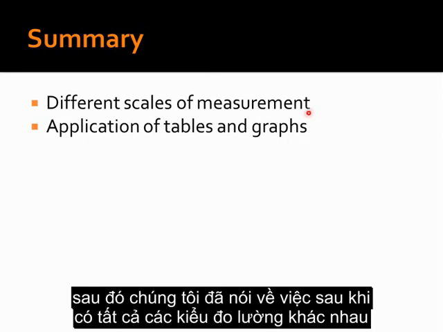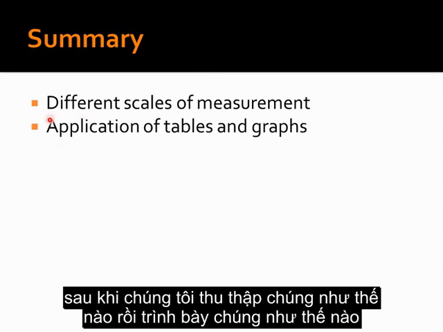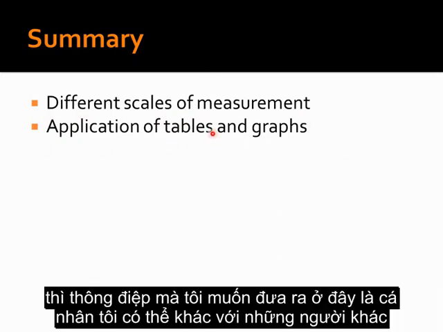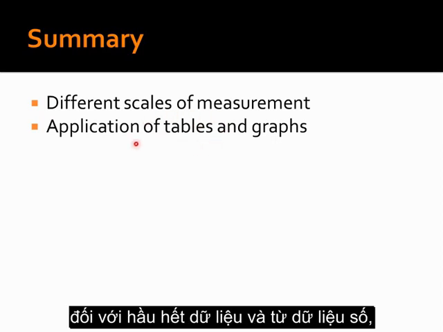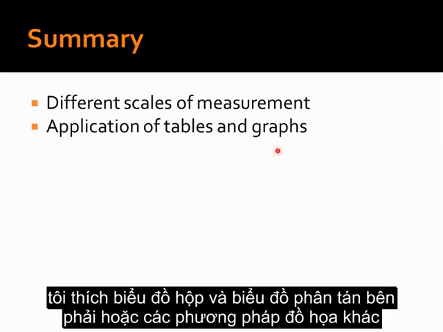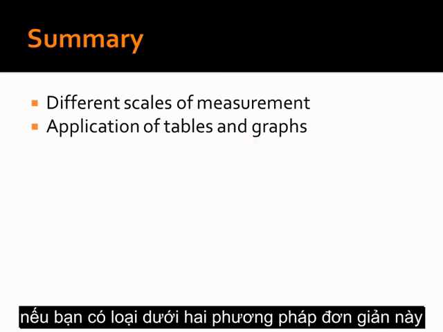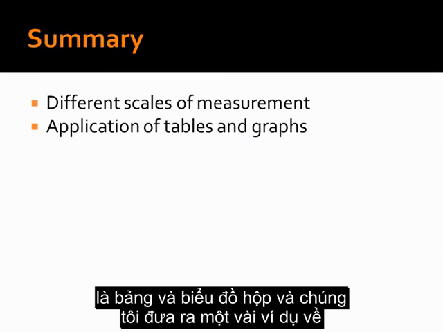Then we talked about, after having all these different measurement types and after we collected them, how to then present them. The take-home message I just want to bring up here is that I personally, and this may differ for other people, prefer tables, frequency tables, and contingency tables for most data, and for numerical data I prefer box plots and scatter plots. All other graphical methods I feel are kind of inferior to these simple methods of tables and box plots.